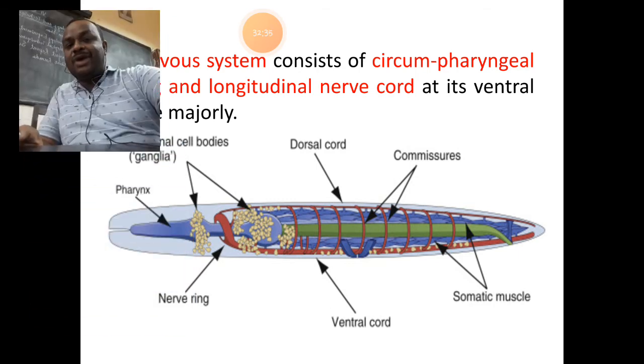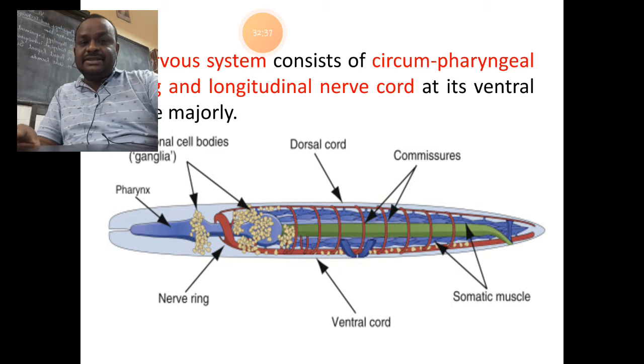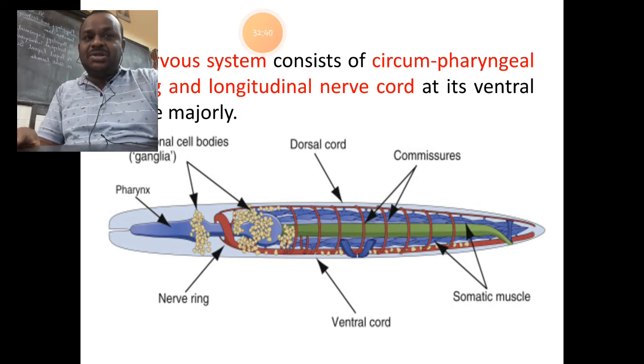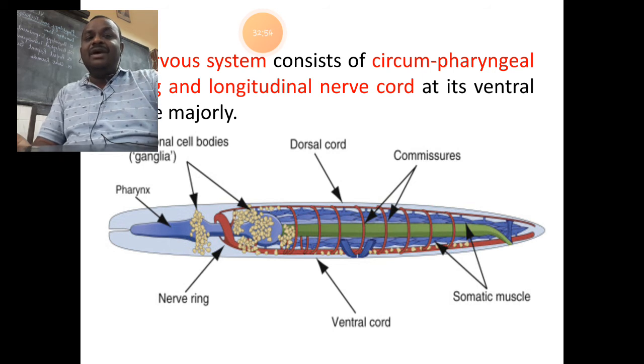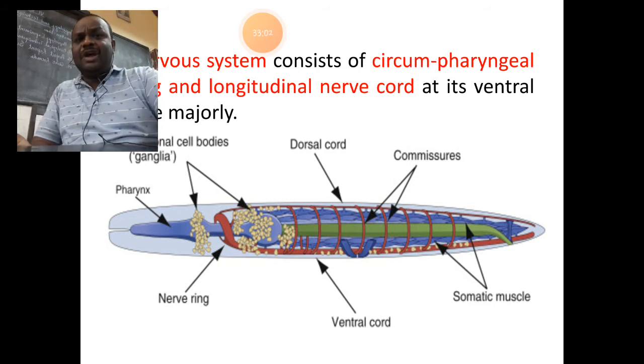Down in the diagram you can see the pharynx is surrounded by that red colored structure called the circumpharyngeal ring, which shows two elongated longitudinal nerve cords that move towards the posterior side. Remember, the dorsal and ventral nerve cords are connected by means of transverse commissures, which will coordinate the body activities or functions.